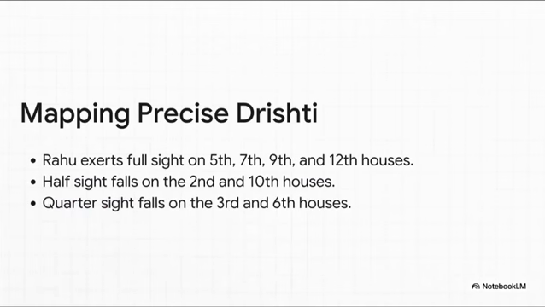This mathematical caution is absolutely crucial when we map drishti, or planetary sightlines. Take the shadow planet Rahu as a prime example. It doesn't just sit passively in a house, it actively looks at other houses. The texts explicitly state Rahu exerts purna drishti, full sight on the 5th, 7th, 9th, and 12th houses from its placement. But wait, it exerts only half sight on the 2nd and 10th, and just quarter sight on the 3rd and 6th. Imagine trying to map those complex, varying geometric sightlines without extreme mathematical precision. There's just no way. The benefic or malefic impact changes entirely depending on that exact positioning.